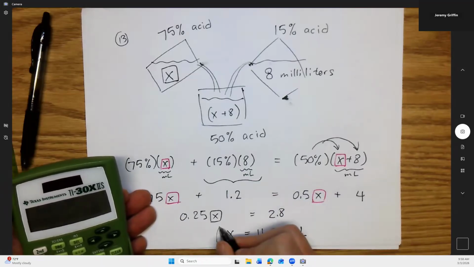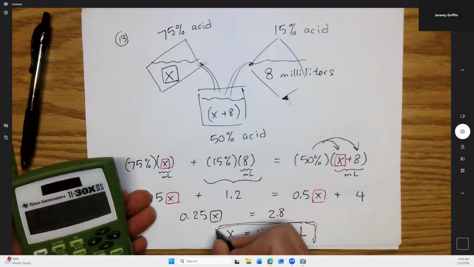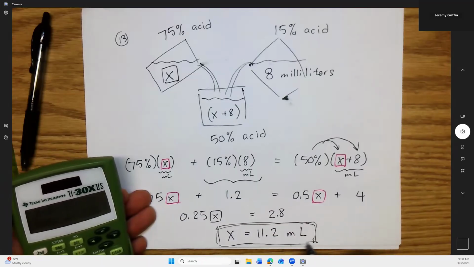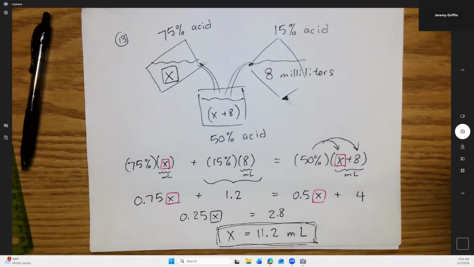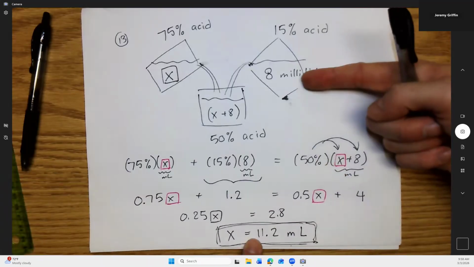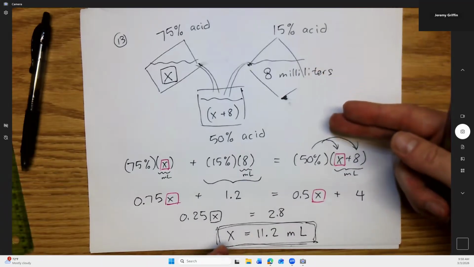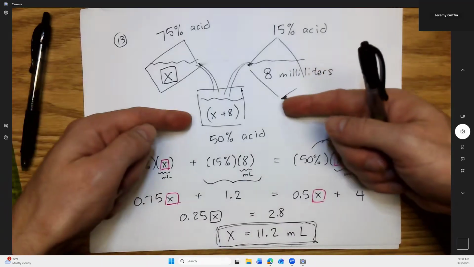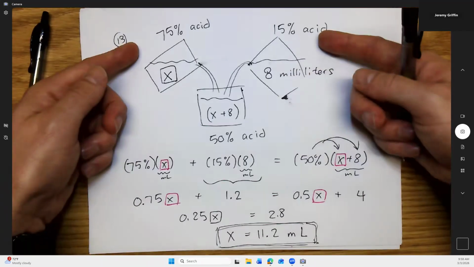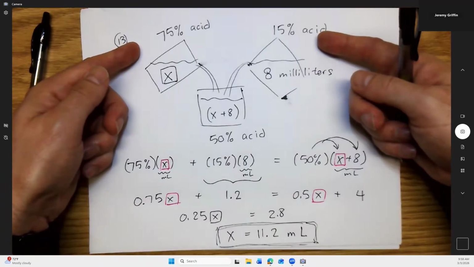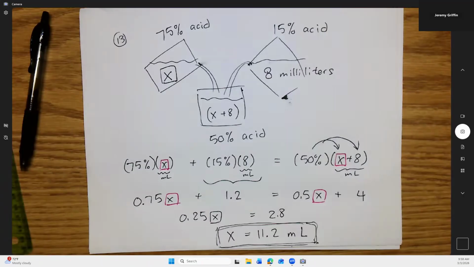Okay. Last thing to do is once you've got an answer like this, step back, go back to the beginning and say, does that look like it reasonably makes sense? I mean, these volumes are comparable. 8 milliliters, 11-ish milliliters. That's kind of comparable. And 50 is not exactly halfway between 75 and 15, but it's sort of halfway-ish. So yeah, I think that looks believable.